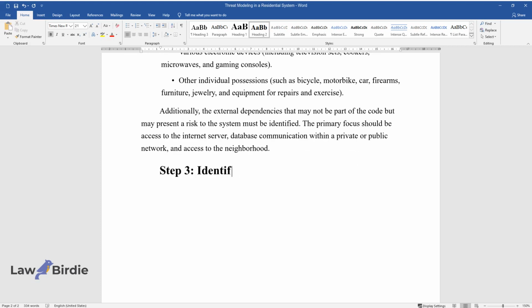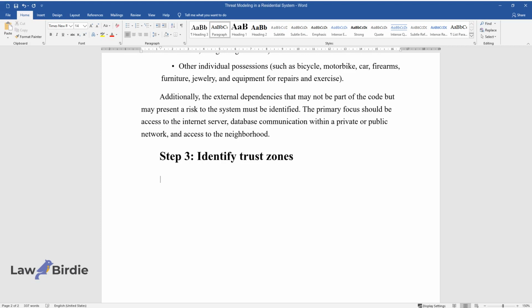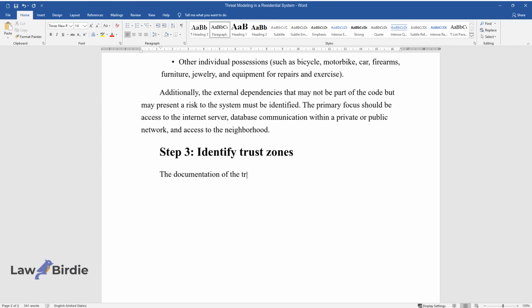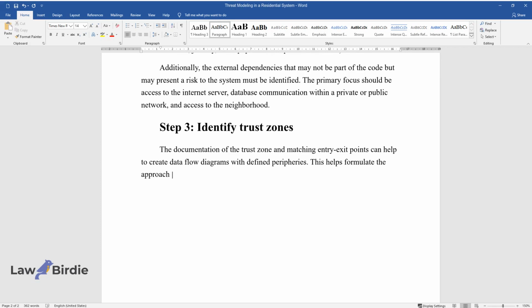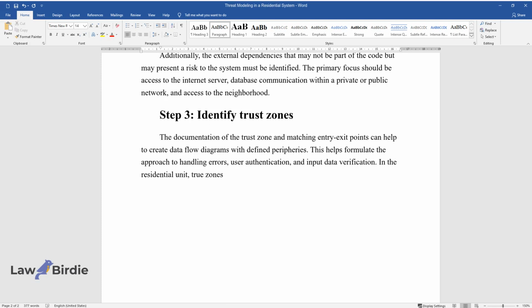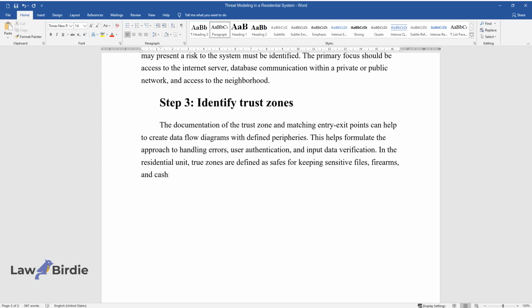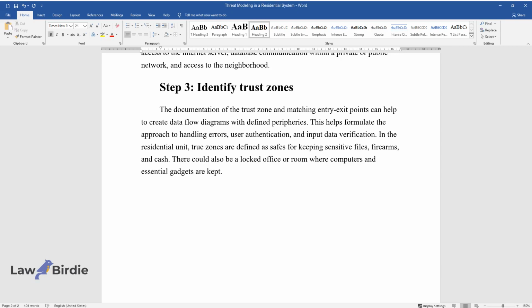Step 3. Identify trust zones. The documentation of the trust zone and matching entry-exit points can help to create data flow diagrams with defined peripheries. This helps formulate the approach to handling errors, user authentication, and input data verification. In the residential unit, trust zones are defined as safes for keeping sensitive files, firearms, and cash. There could also be a locked office or room where computers and essential gadgets are kept.